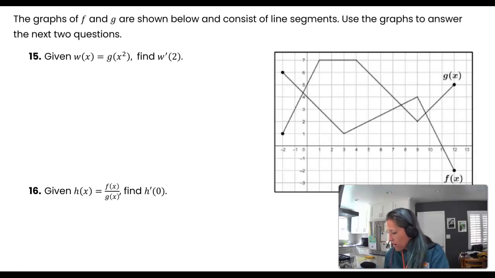All right, we've made it to the graphical derivative questions. And again, chain rule. So much chain rule. All right, so first question we have is finding w prime of 2. So just like with our numeric representations, we're going to figure out our derivative first. So derivative of our outside function times our inside function's derivative.